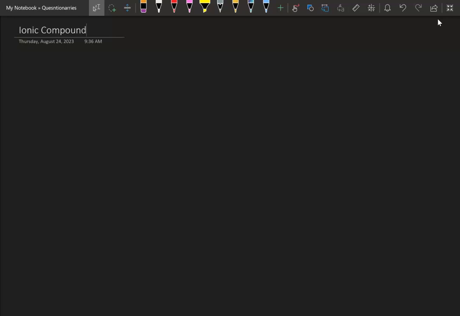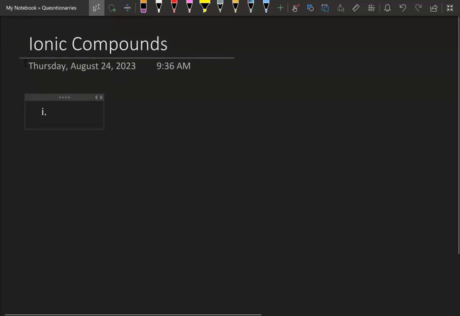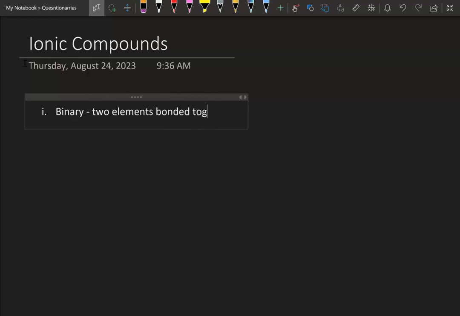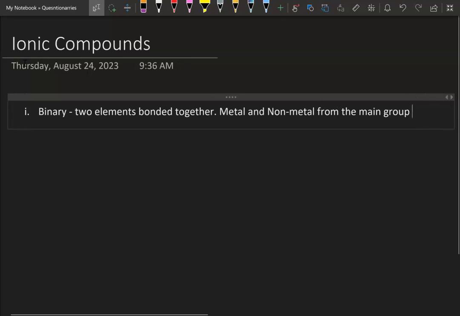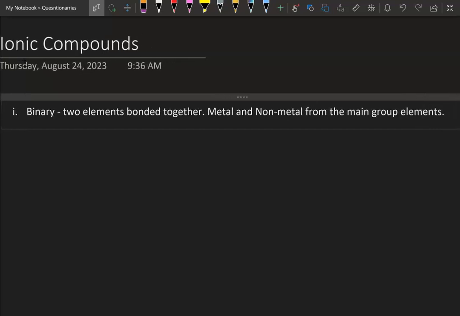Now, what I want to do is just sort of do a cliff notes of what you've already been taught, and that is just making sure you understand that there are three types of compounds in terms of ionic. So the first one again is that binary compound, which is dealing with two elements bonded together, and those two elements are a metal and a non-metal from the main group elements. All right. So that's the first one.